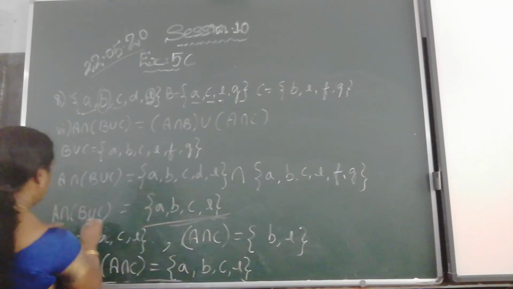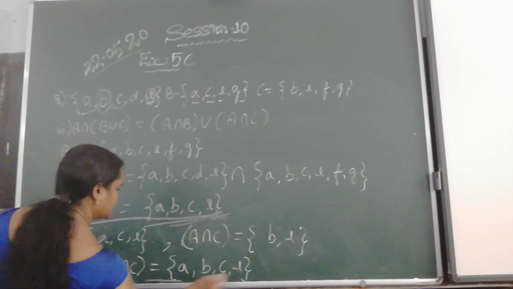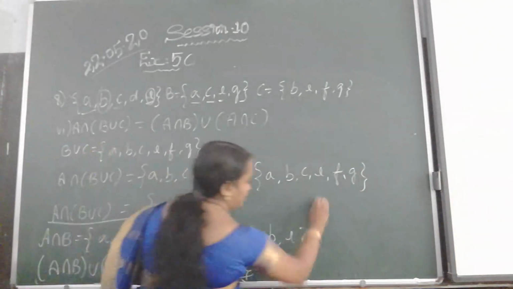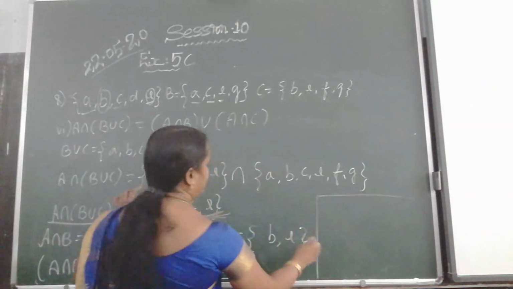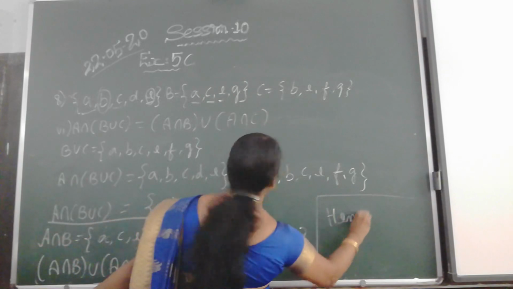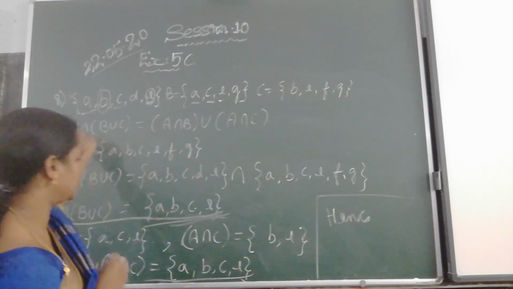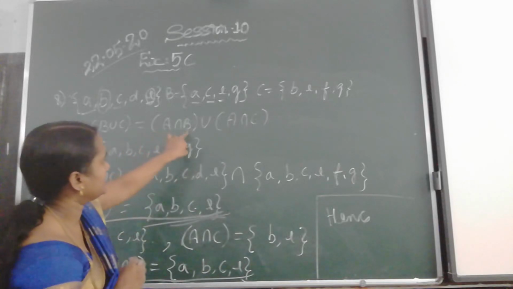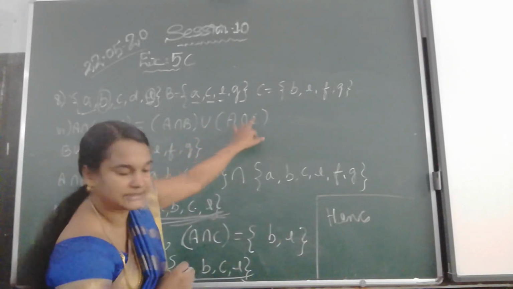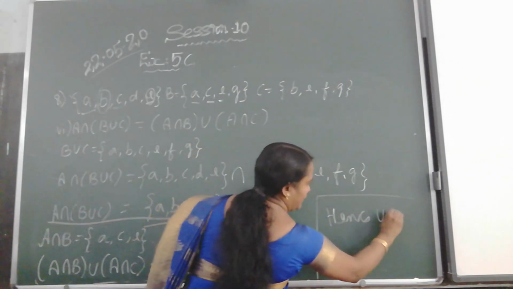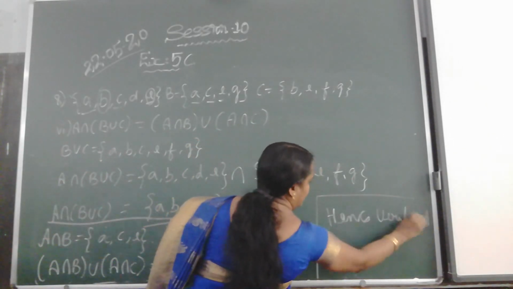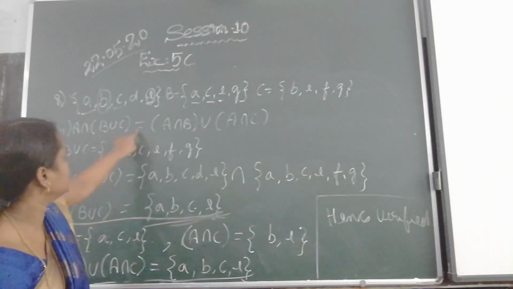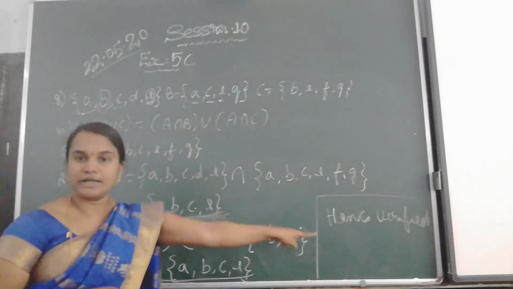Now you check it. Here also we are getting A, B, C, E. Okay? Hence verified. First you have to write the same thing which is given in the question: A intersecting B union C equals A intersecting B union A intersecting C. After that, hence verified. Here I don't have the space, that's why I only wrote hence verified, but you have to write this step first, then hence verified.